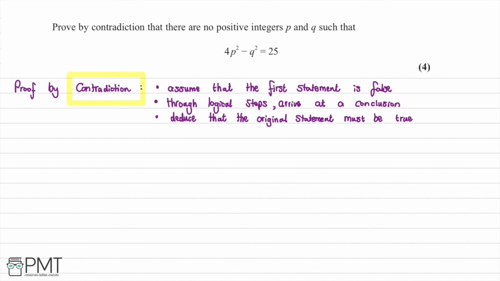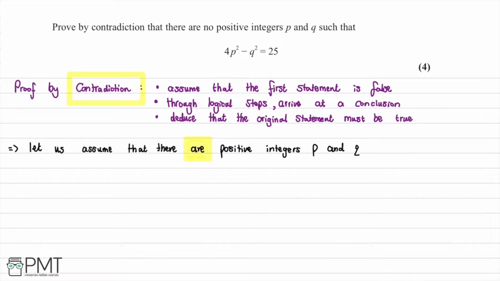So what are we going to say here? Like I briefly mentioned a second ago, we're going to say, let's assume that there are positive integers p and q. What I'm going to do here is highlight the word "are", because this is key: this is what changes from when we have our statement that they give us, "there are no positive integers", and we now have that there are positive integers p and q, such that 4p squared minus q squared is equal to 25.